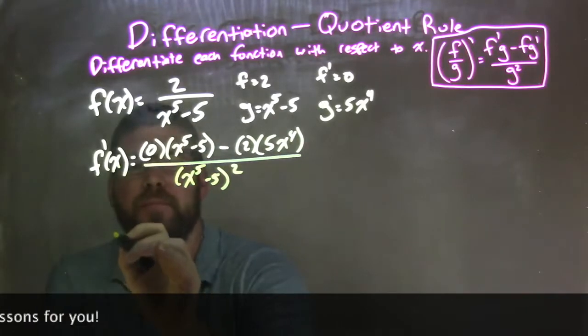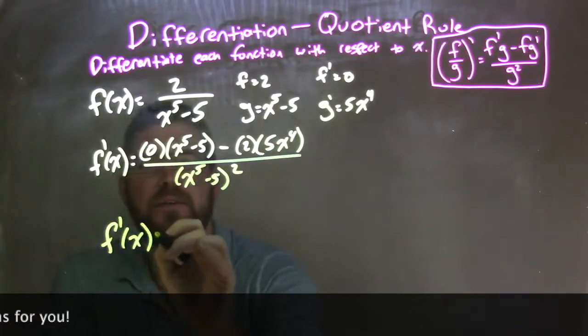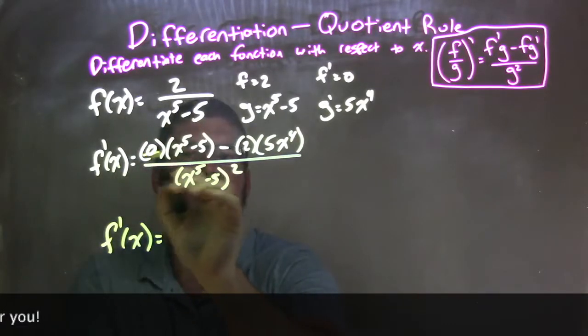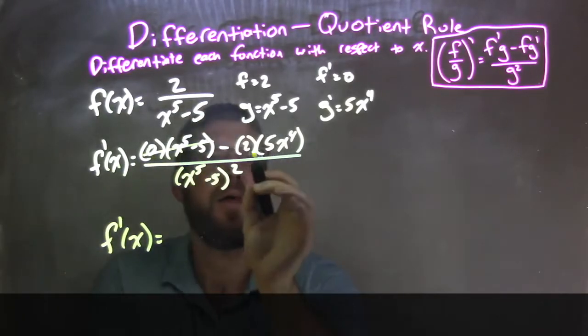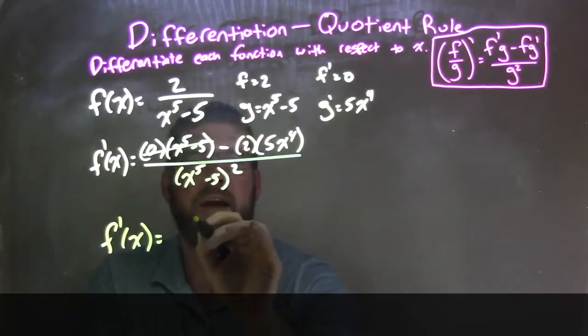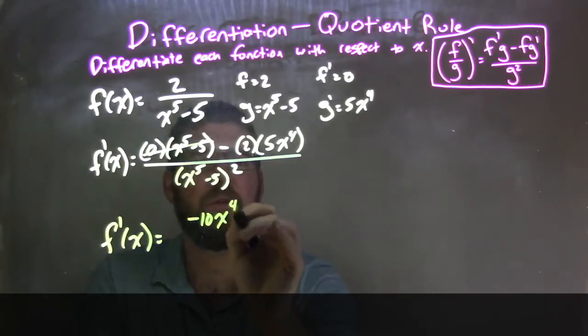We have f prime of x here. Well, 0 times everything here just cancels it out, right? Or times x to the fifth minus 5, because it's times 0. And then 2 times 5 is 10. It's a negative, so we have a negative 10x to the fourth up top.